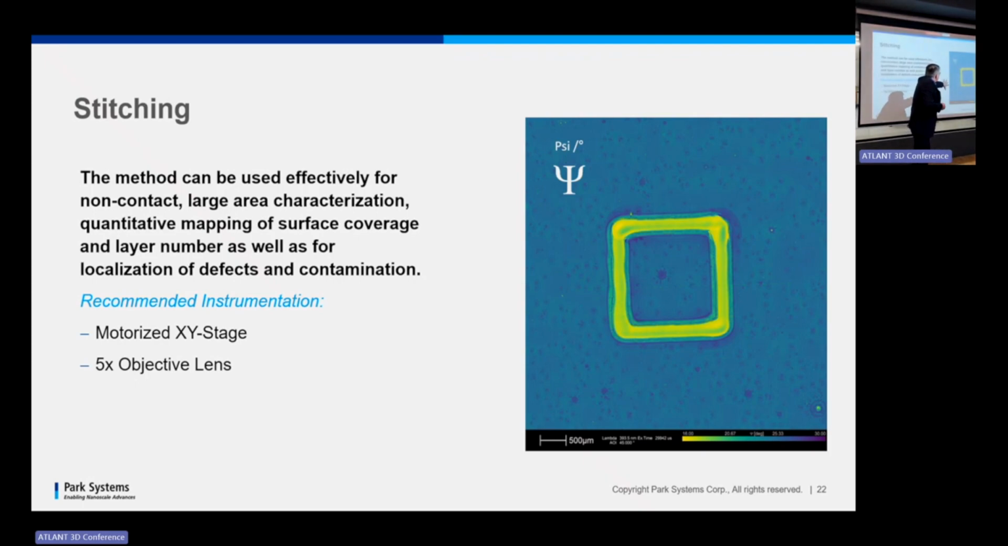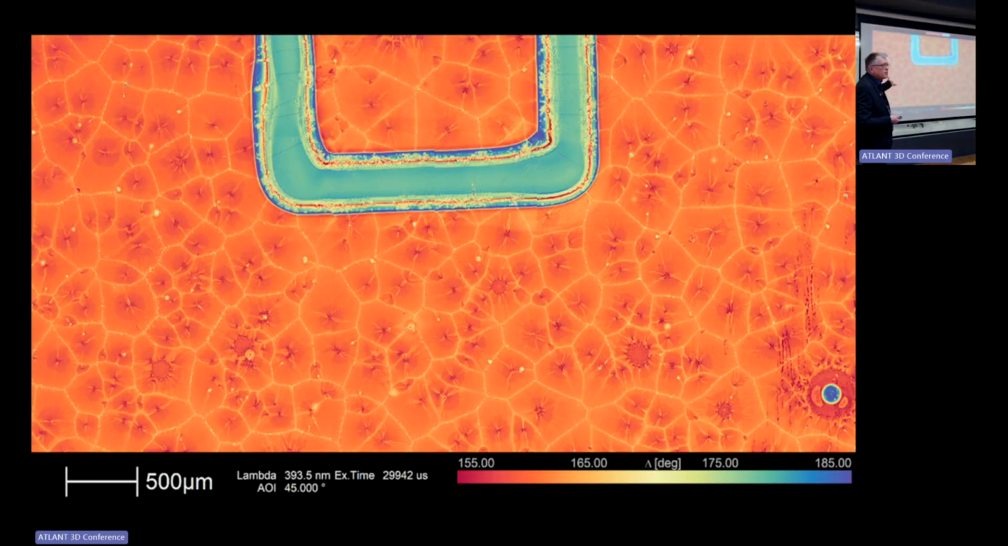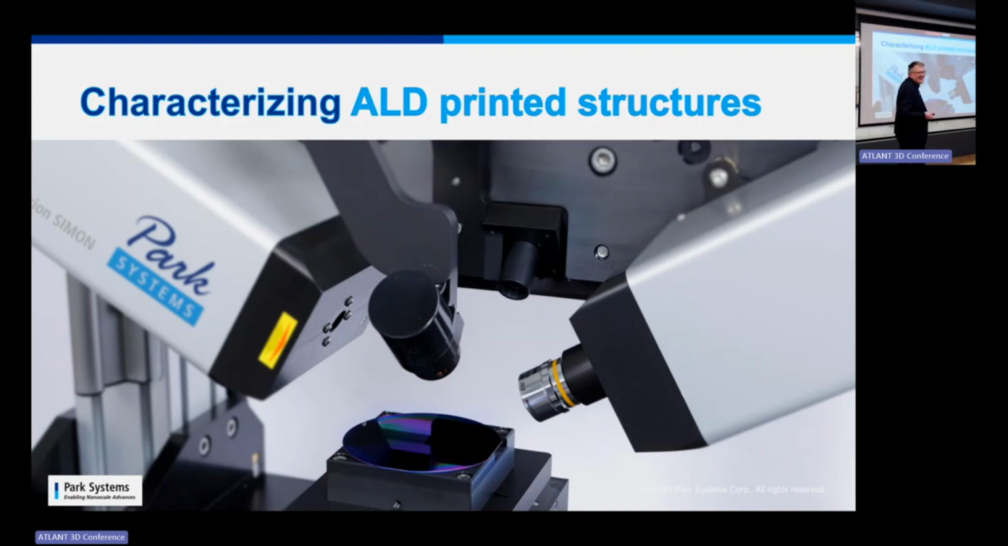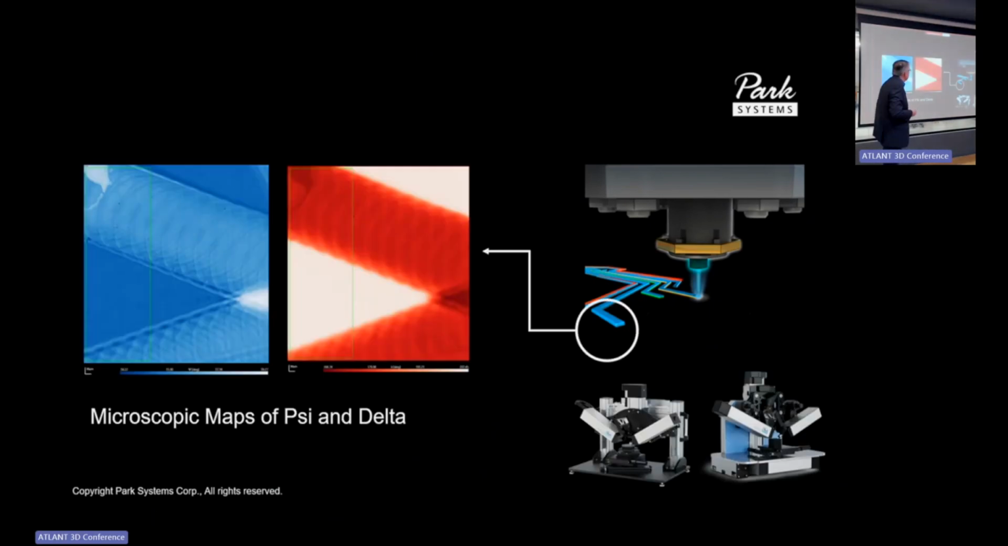Okay, you can put all these images together, delta psi map, and you have the microscopic resolution. And now I come to the topic of my talk: characterizing ALD printed structures, but I will just repeat the same, but on these types of structures. So what ATLANT is doing, they print these structures, lines, whatever you want.